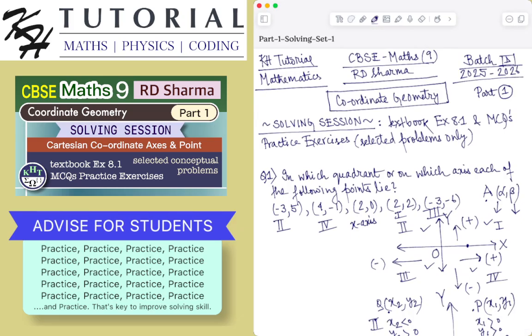So after solving more problems in the next 2 or 3 videos, I will try to make a video where I will discuss all the key concepts and formulas that you need to know from this chapter of coordinate geometry.